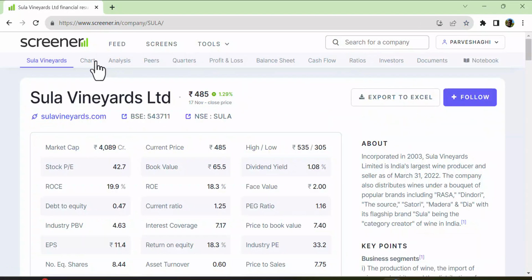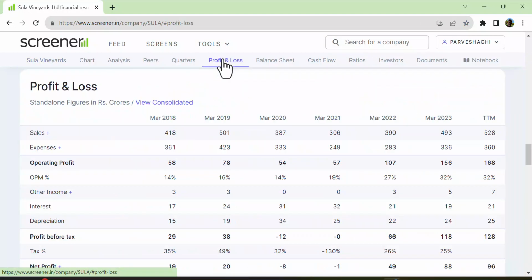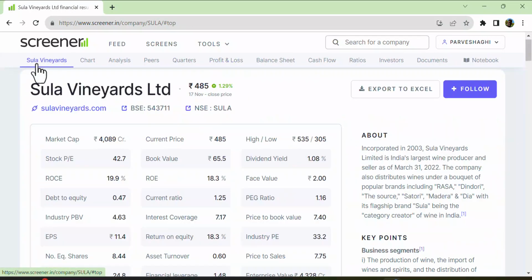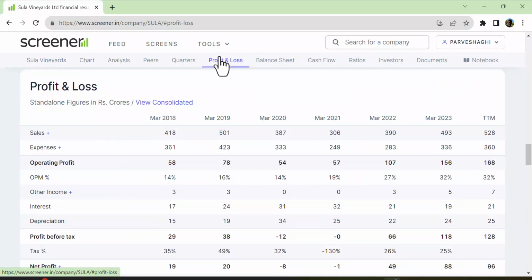Okay, so you will get this. First of all, go to this main chart. The share price today of Sula is 485. The price band was somewhere up to 347. So the shares were issued in that band, and today the share price has gone past 485. Okay, fine. And go to the profit and loss account of the company.